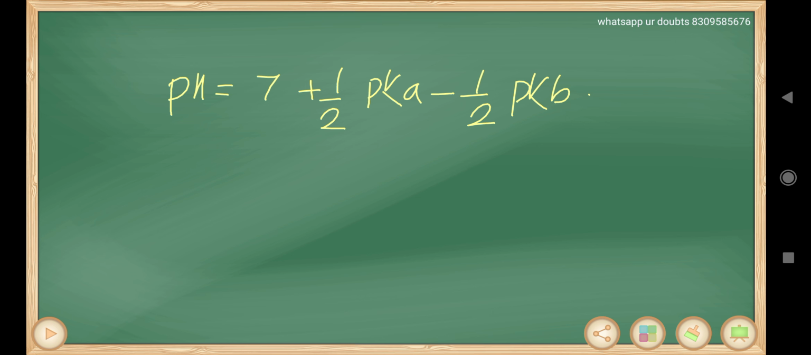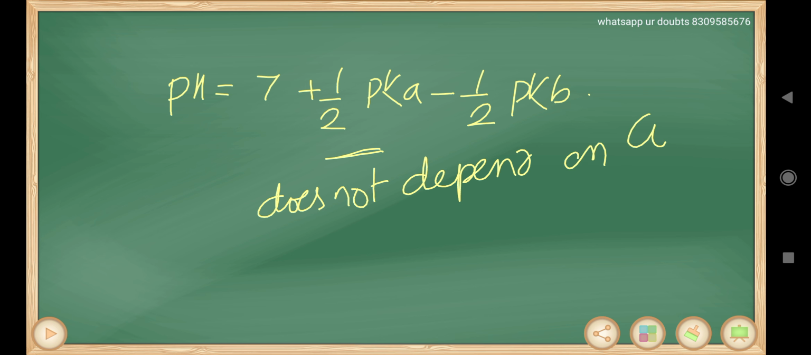For pH, we have one formula: pH is equal to 7 plus half pKa minus half pKb. Here pH does not depend on concentration. In the earlier two cases, we were writing half log C, but here there is no concentration effect. It is not depending on the concentration.